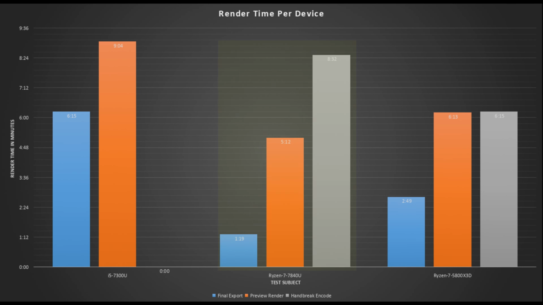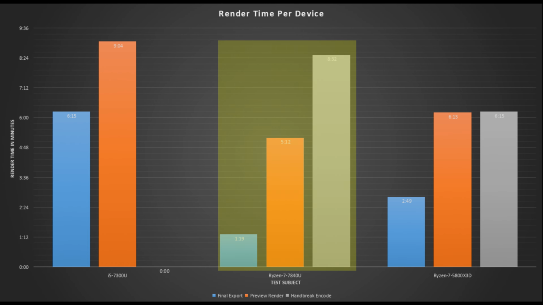Now, the interesting thing is for the Framework, this laptop right here with the 7840U, it's a new CPU that clocks up to like 5.1 gigahertz, with 64 gigabytes of very fast memory. It was a little bit faster in Kdenlive for the preview renders, the timeline renders, and the final export.